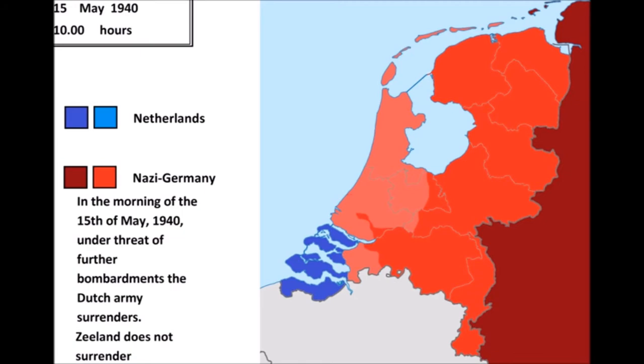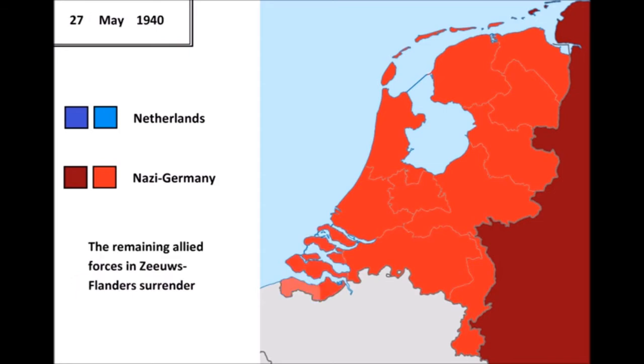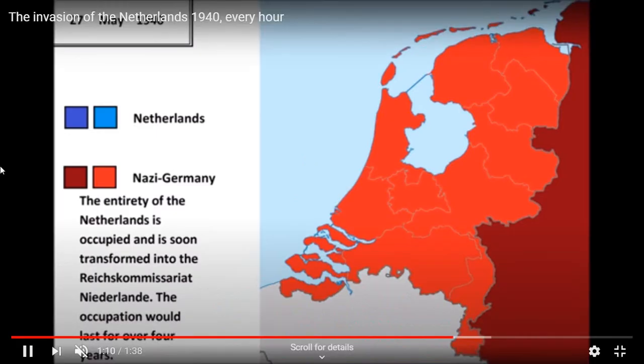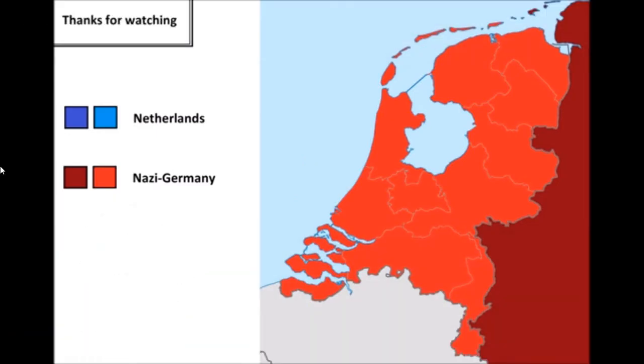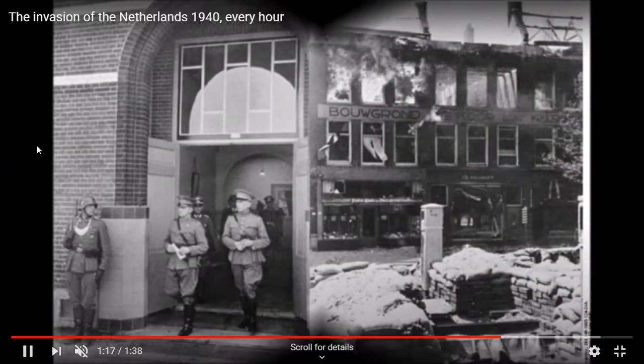The morning of the 15th of May, 1940, under the threat of further bombardments, the Dutch army surrenders. Zeeland does not surrender at first, and then Zeeland does surrender on the 18th of May. Remaining Allied forces in Zeeland, Flanders surrender. So the entirety of the Netherlands is occupied and is soon transformed into the Reichskommandant, Netherlands. I couldn't read all of it. Here's the official surrender.